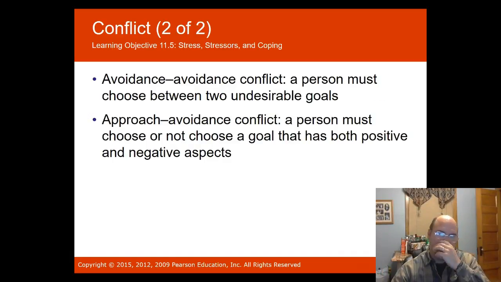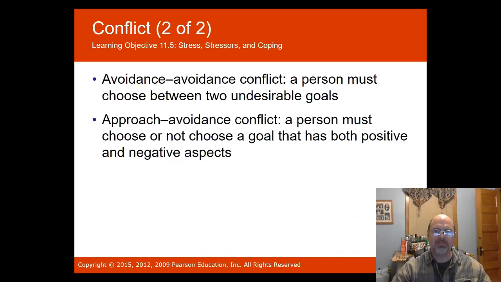Next one is avoidance conflict. And that's we have to choose between two undesirable goals. For one is I have a toothache, but by golly, I do not want to see a dentist because I know he's going to drill. So I'm avoiding a dentist, but I also don't want to keep having this dang toothache.